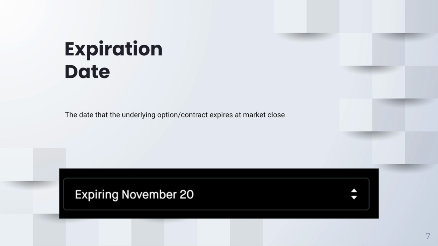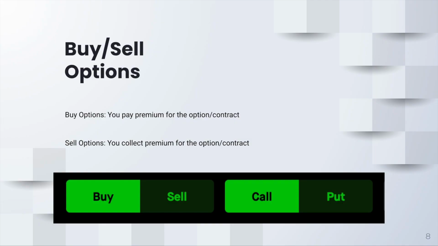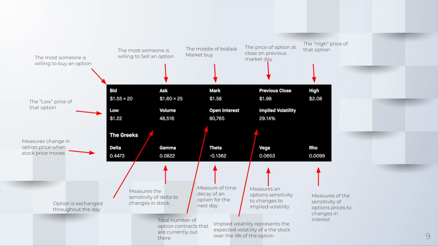What is the difference between buying and selling options? Buying options, you pay a premium for the options contract. And for selling options, you collect premium for the options contract. There are multiple things to pay attention to within an options contract. Starting off with the bid. The bid is the most someone is willing to pay for an option. The ask. The ask is the most someone is willing to sell this option for.